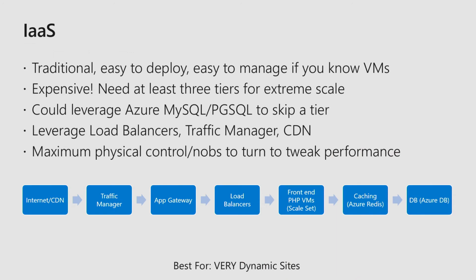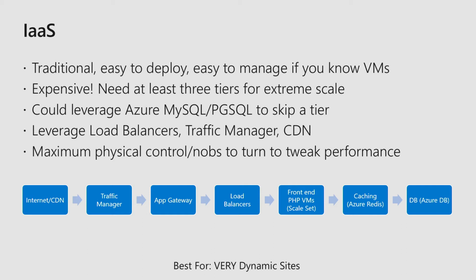So what does it look like if you're using IaaS? It's traditional. It's very easy to deploy. You go out to our template, you click deploy, you're going to get a front-end cluster. You're going to get a load balancer in front of it. You're going to get the CDN endpoints for the Microsoft CDN so that you can cache up your environment. You put that in front of Traffic Manager. Traffic Manager gives you geo redundancy as well as geo delivery.